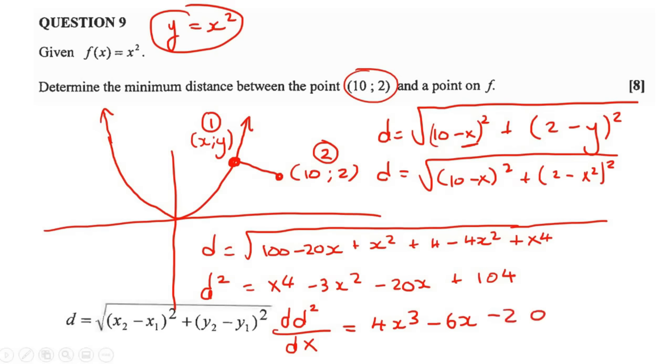All right, and now we know that if you want to find the minimum, you have to make that equal to 0. So you have to make your first derivative equal to 0. So we're going to say 0 is equal to 4x cubed minus 6x minus 20. And now suddenly we have to do the whole cubic, how to find the x values of a cubic graph.